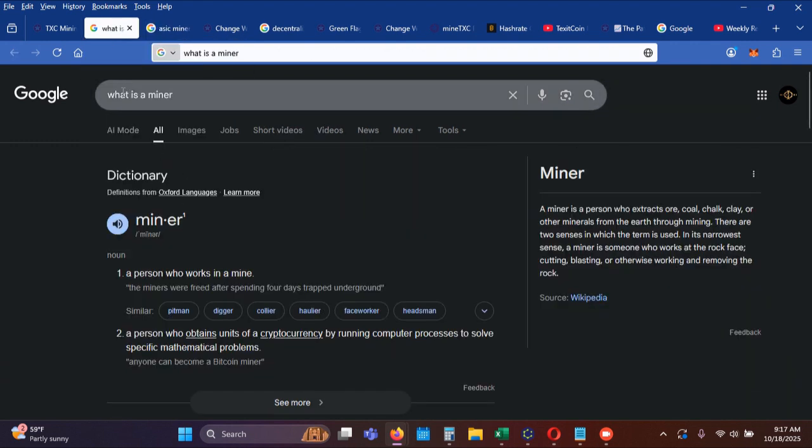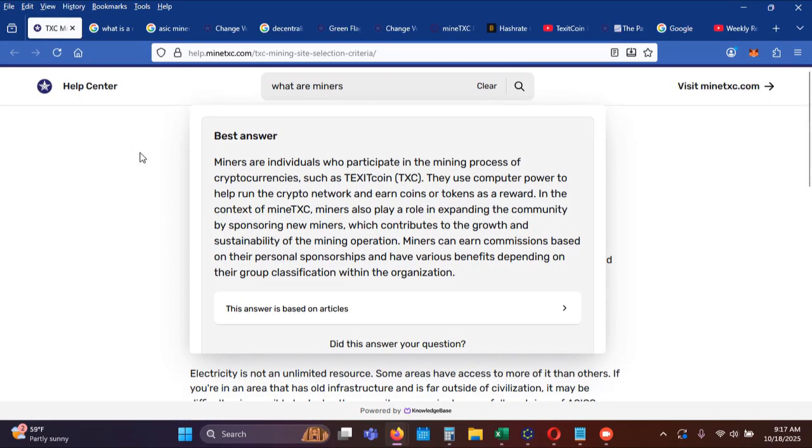So with that in mind, I also just did a search on what is a miner, right? And a miner, by definition, according to this dictionary that Google uses, is a person who works a mine or a person who obtains units of a cryptocurrency by running computer processes to solve specific mathematical problems. And it's in that context, guys, that TexitCoin, because I'm on their website here, I said, what are miners? Miners are individuals who participate in the mining process of cryptocurrencies. So when we are looking at TexitCoin, guys, whether you are familiar with cryptos or not, we have to understand the context of when they say miners, they could very well be referring to each individual or mining seat that has been purchased by an individual. Okay, so that's one definition out of the way.